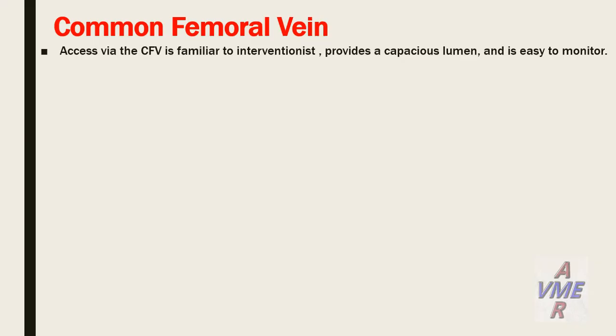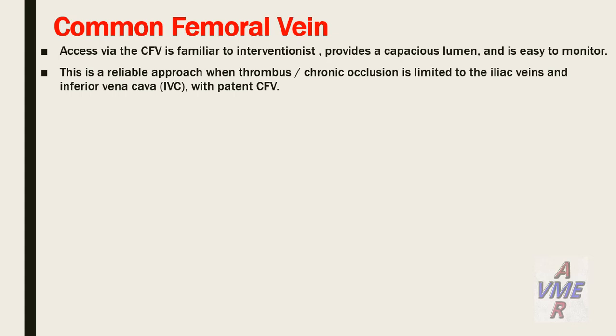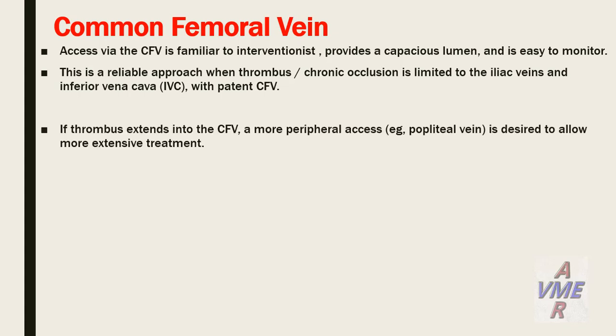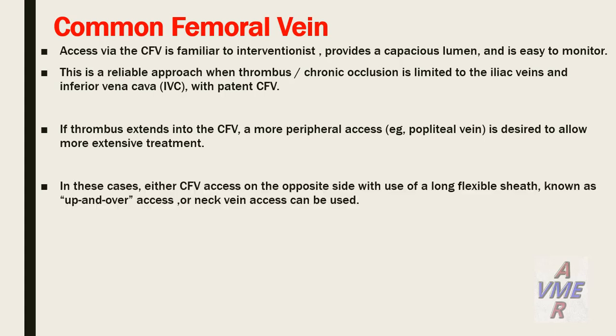Access by the common femoral vein is familiar to the interventionist, providing a capacious, good lumen and easy to monitor. This is a reliable approach when thrombus or chronic occlusion is limited to the iliac veins and inferior vena cava with sparing of the common femoral vein, a good option for insertion or removal of an IVC filter. If the thrombus extends into the common femoral vein, more peripheral access like the femoral popliteal vein is desired to allow more extensive treatment.